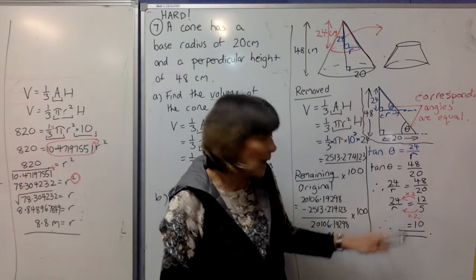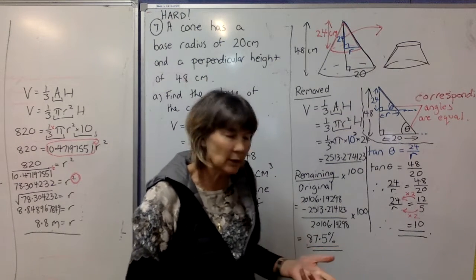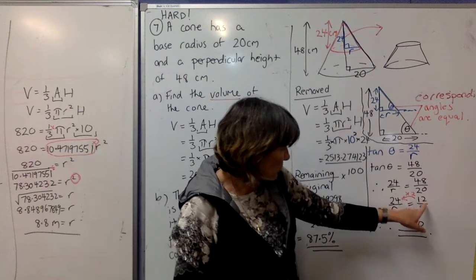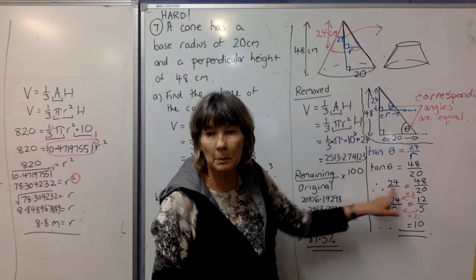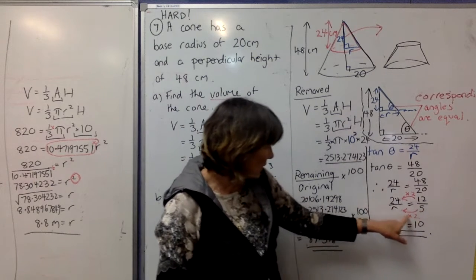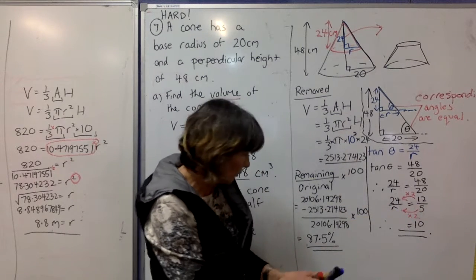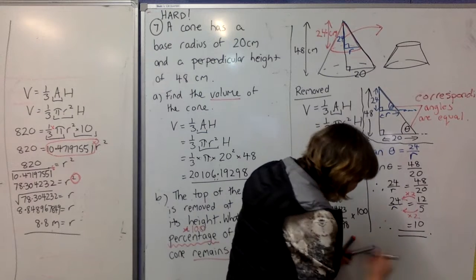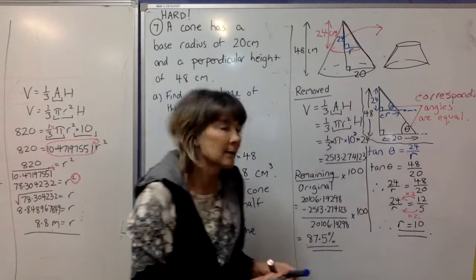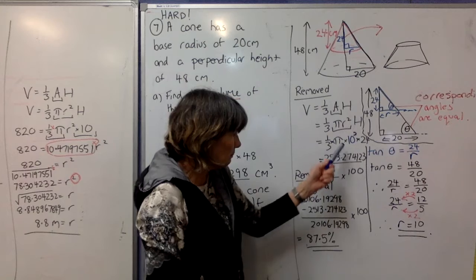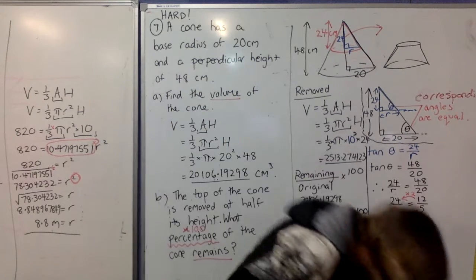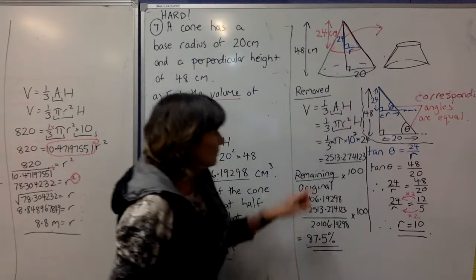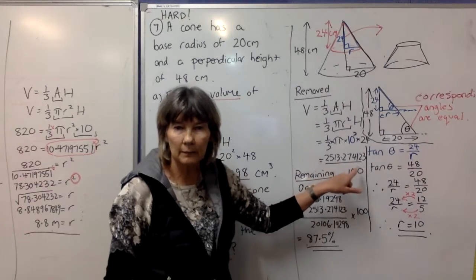Now I'm trying to find R. Well, it really is like equivalent fractions. So to go from 12 to 24, I times by 2. So let's do the same going this way. 5 times 2 is 10. So I have found the radius I need. So now I can come over and put that radius in there. Now if I work that out, I'm going to get that off your calculator.